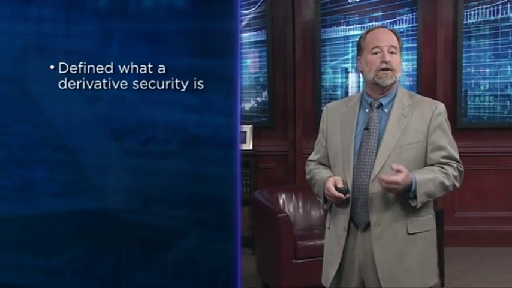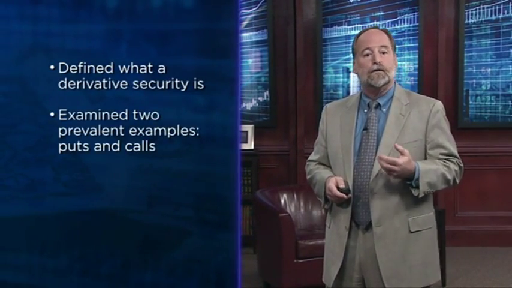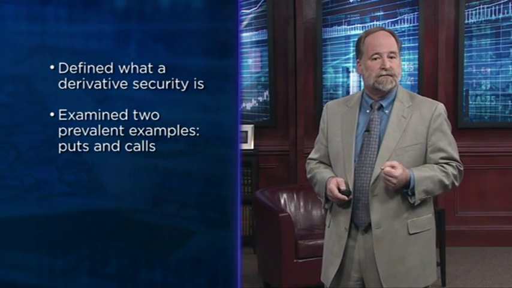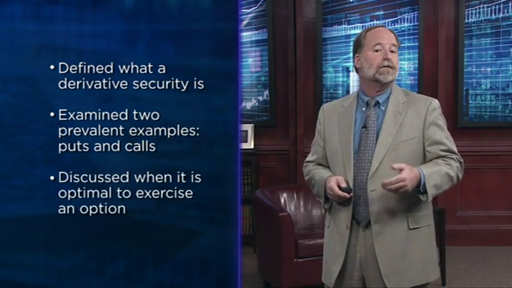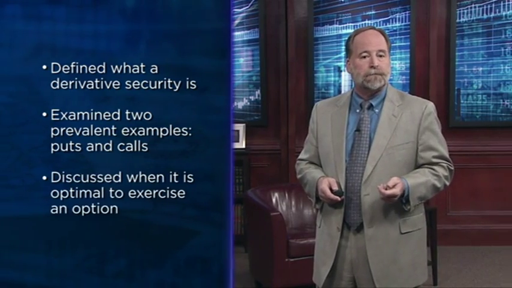Okay, so in this lecture, we have looked at what a derivative security is. We've examined two prevalent examples, puts and calls. We've also talked about how you would optimally exercise a put or a call. If you own a call and the price ends up at expiration above its strike price, then you exercise it and you get the difference between the price in the market at that time for the underlying and the strike price. If the price of the underlying at expiration is below the strike price, then you do not exercise it. You let it go away. You just let it disappear unexercised.